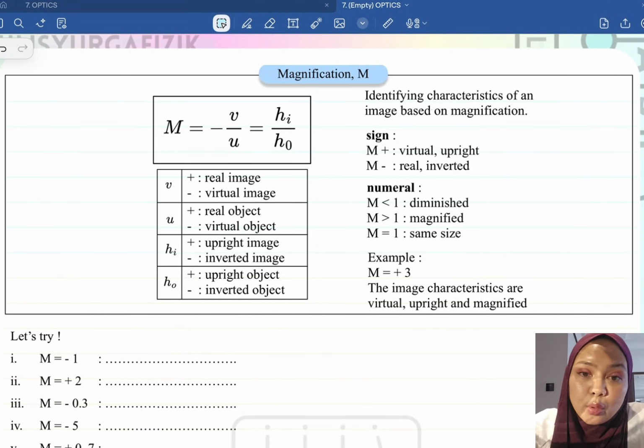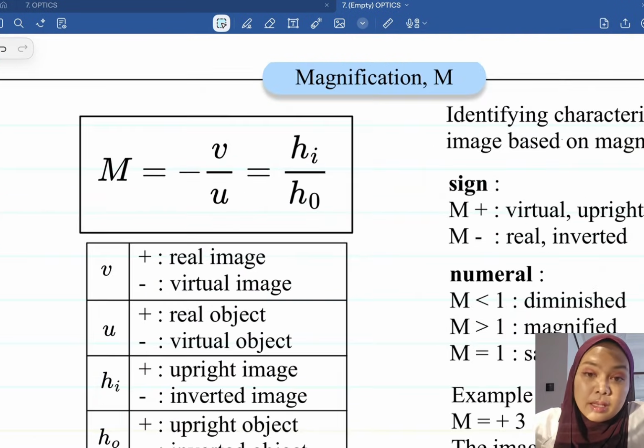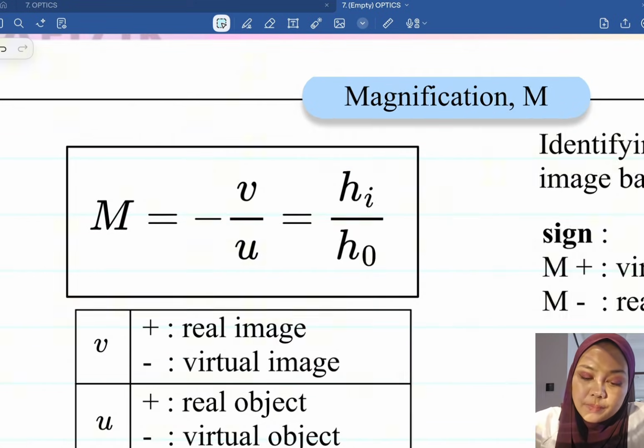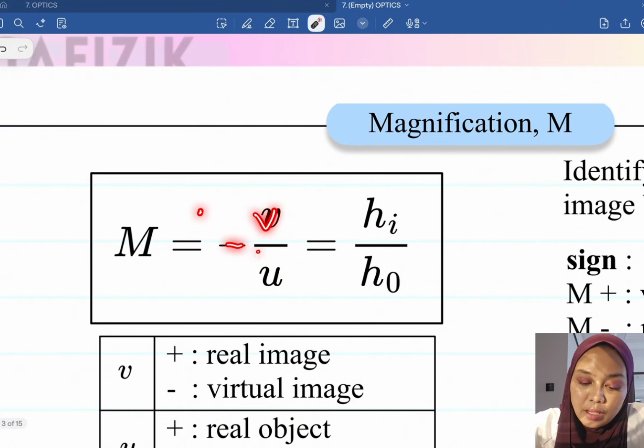Hello everyone, in this video we're going to learn about magnification and spherical surface. So let's go to the first one, which is magnification. For magnification, we have two equations: negative V over U, and also HI over HO.